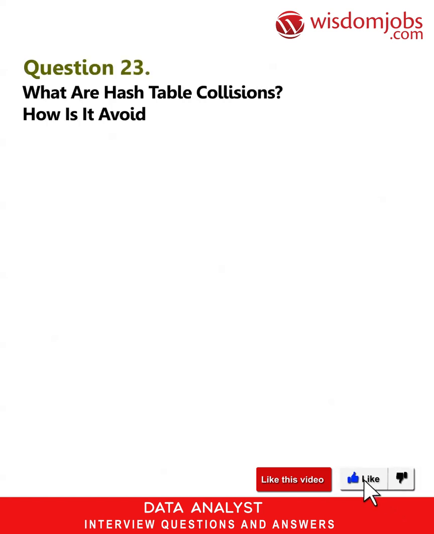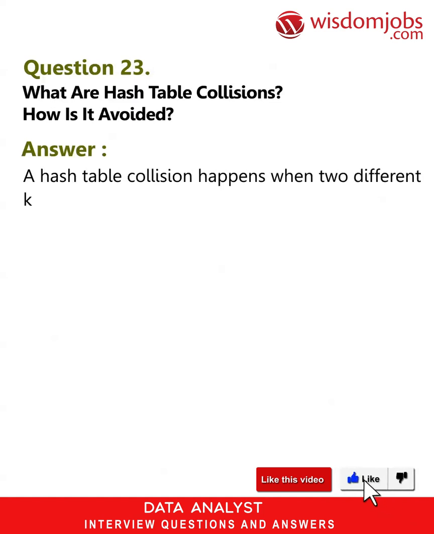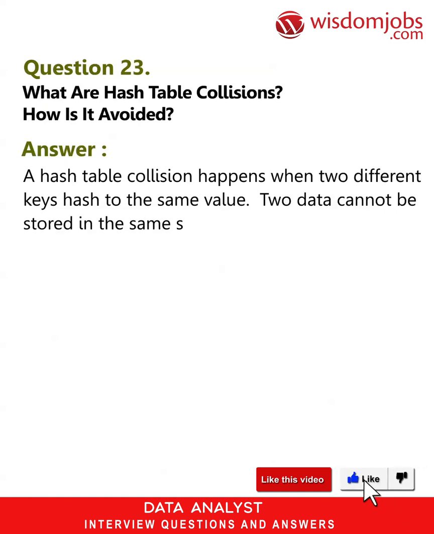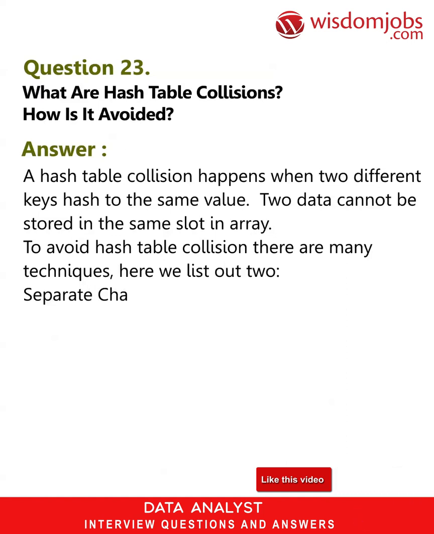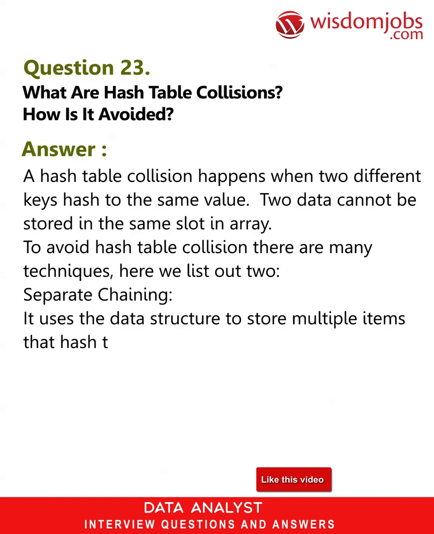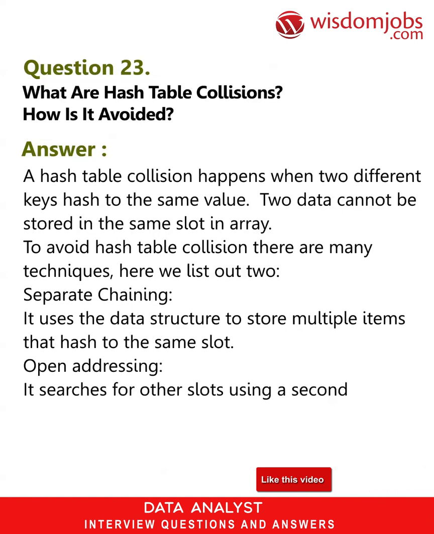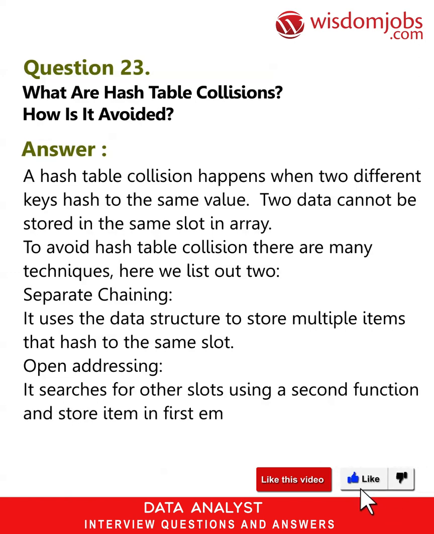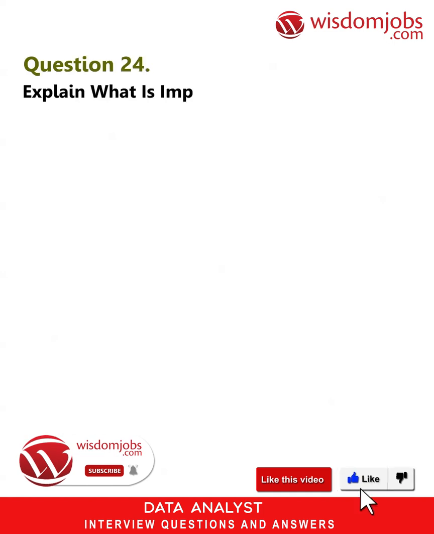How is it avoided? Answer. A hash table collision happens when two different keys hash to the same value. Two data cannot be stored in the same slot in the array. To avoid hash table collision, there are many techniques. Here we list out two. Separate chaining. It uses a data structure to store multiple items that hash to the same slot. Open addressing. It searches for other slots using a second function and stores the item in the first empty slot that is found.